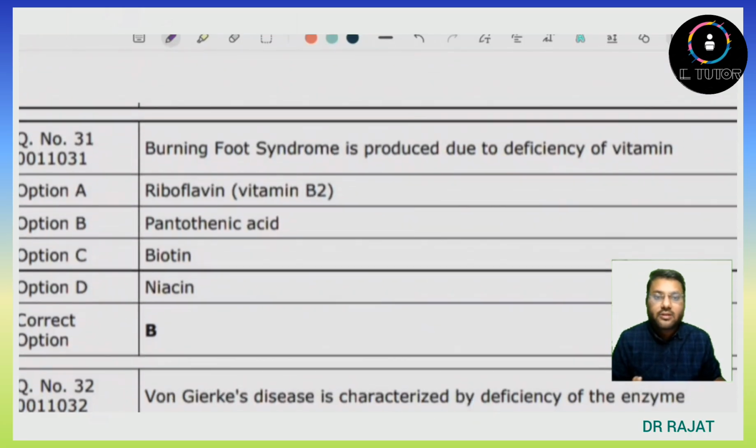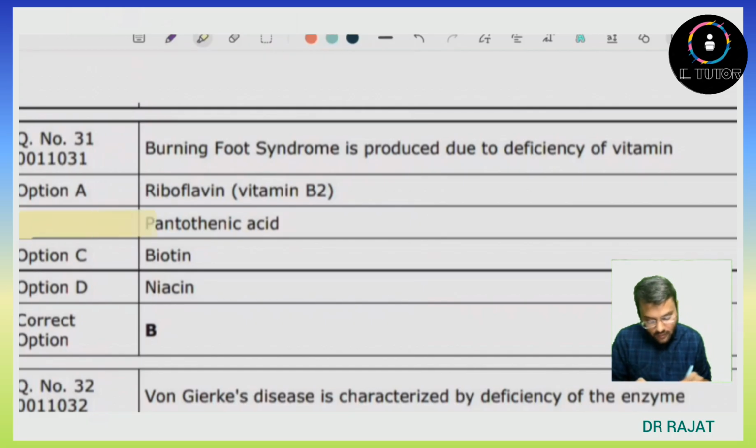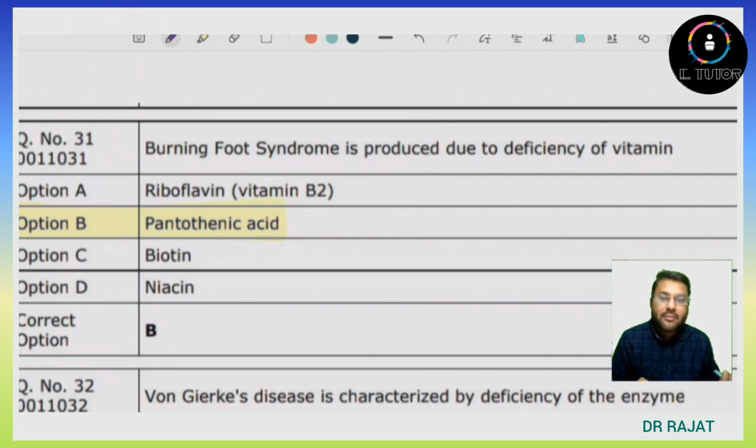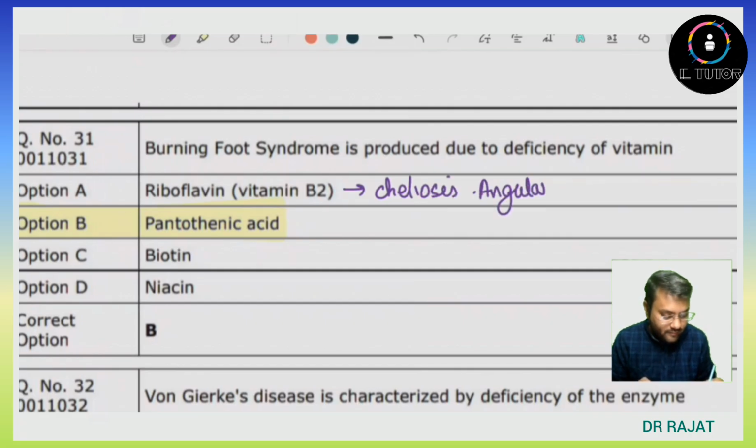Burning feet syndrome is due to deficiency of which vitamin? This is a direct question. Burning feet syndrome occurs due to deficiency of vitamin B5, which is pantothenic acid. So the answer here will be option B. Deficiency of riboflavin will lead to cheilosis, angular stomatitis, and biotin deficiency can lead to alopecia, and niacin deficiency can lead to pellagra.